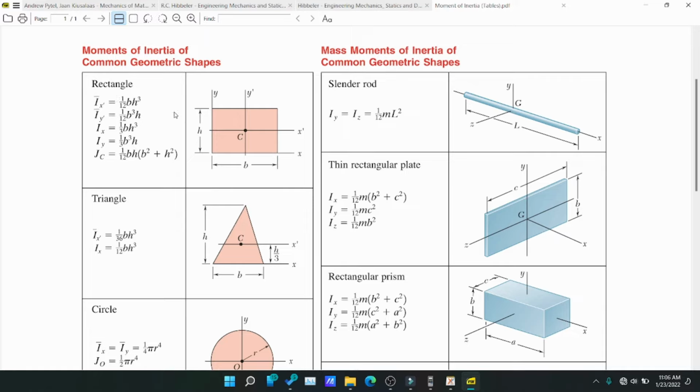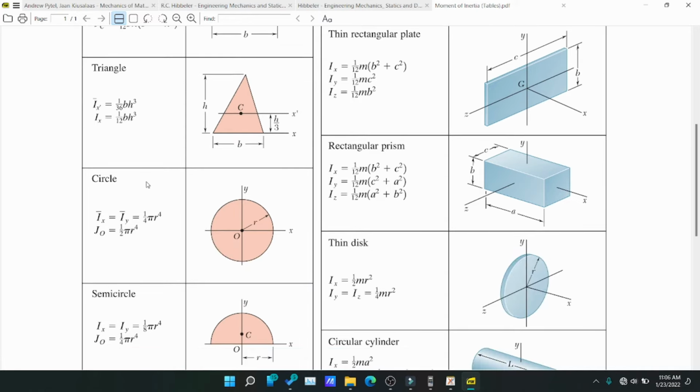Ito yung rectangle, this is bh cube over 12. So, Ix bar with respect to centroidal axis. Nakalagay rito, ang y prime and x prime is yung centroidal axis. Kung babalikan natin ang centroids, ang ginagamit naman natin dito is yung y sub o and x sub o. Pareho lang yan, yung ating y prime and x prime. Para sa circle, ang Ix bar and Iy bar niya is pareho lang, kasi symmetrical lang naman yan, di ba, sa right side and left side and upper and lower side. Kaya yung ating Ix bar and Iy bar is parehas.